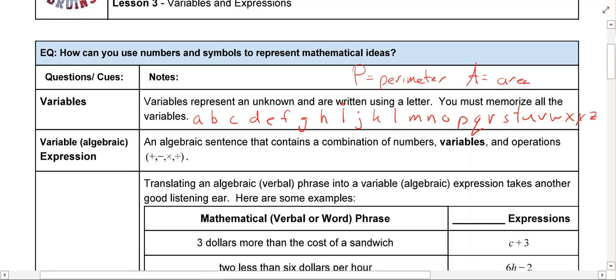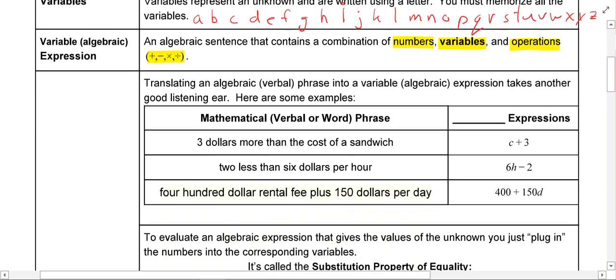Variable expressions, what are those? An algebraic sentence that contains a combination of numbers, variables, and operation signs. And here are your 4 operation signs. And let's look at some examples.